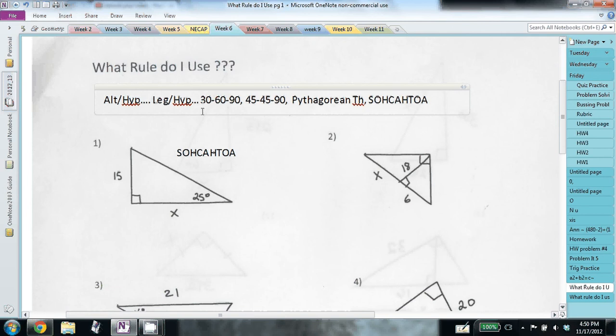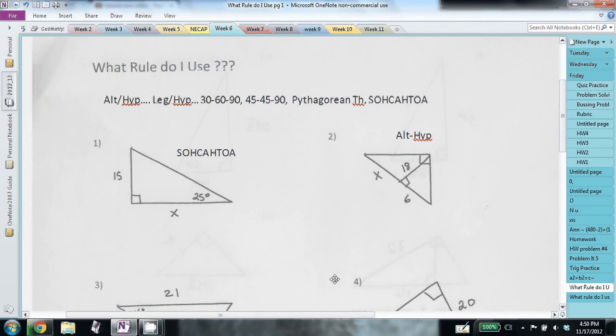Now it's between these two, and I am going to choose altitude hypotenuse because I have the altitude and it's splitting the hypotenuse into two pieces. So I am going to use the altitude hypotenuse rule for number 2.